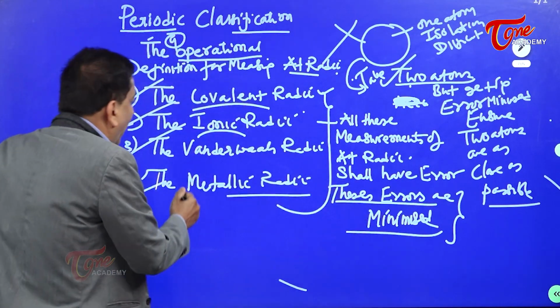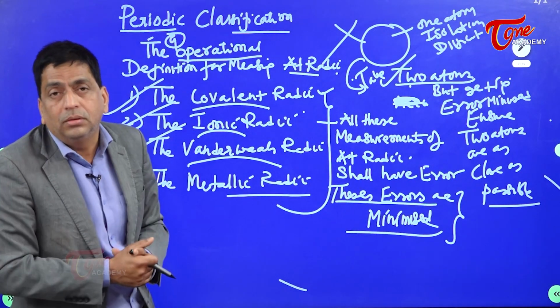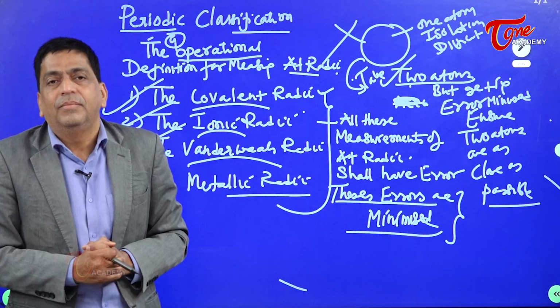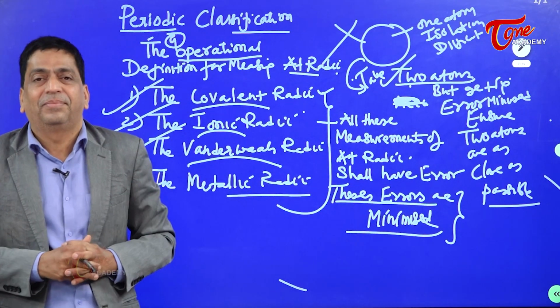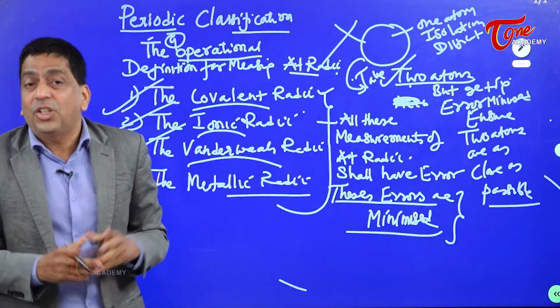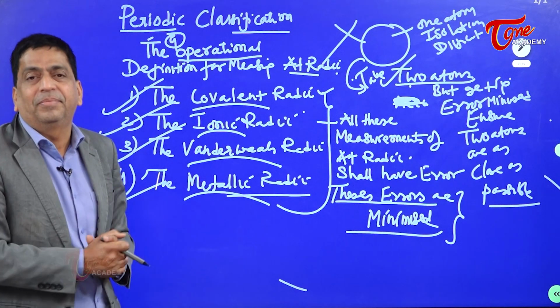For them I propose van der Waals radius. There are some metals which have metallic bonds. Metals are solids. They touch each other. The atoms touch each other. In such cases, I propose what? Metallic bonds and metallic radii.